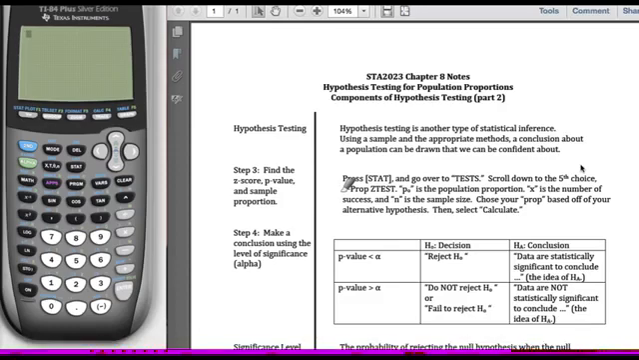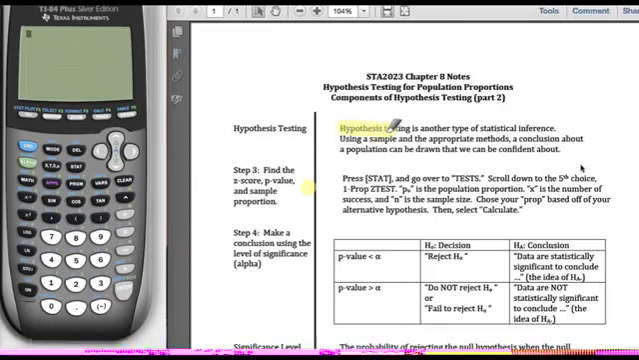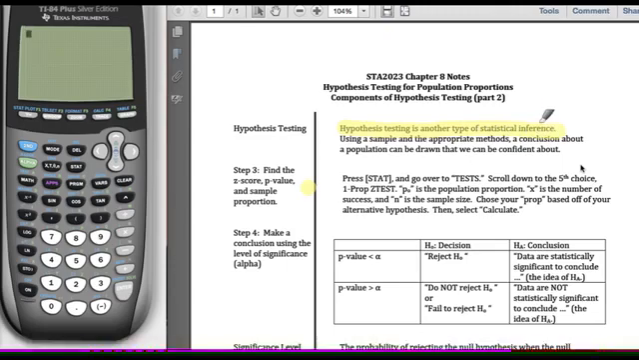In this next video, we're going to continue on with the components of a hypothesis test for one proportion. In the previous video, we looked at the first two components, which are to, first off, state your null and alternative hypotheses, and then second, check the central limit theorem. Reminder, hypothesis testing is just another type of statistical inference. And that's when we use a sample and its statistic to make an assertion about the population and its parameter.